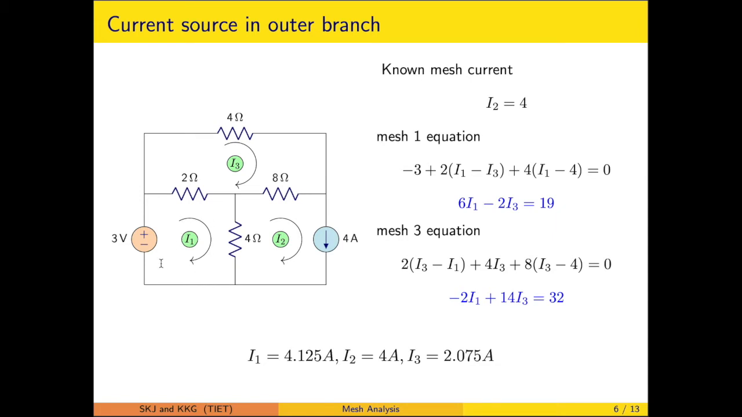So this is a voltage rise, minus 3 plus 2(I1 minus I3) plus 4(I1 minus I2). I2 is substituted as 4, so the resulting equation is this much. On a similar line, we will write the equation for mesh 3: 2(I3 minus I1) plus 4 I3 plus 8(I3 minus I2). I2 is substituted likewise. In this way we will be dealing with only two unknowns, I1 and I3, and the calculations can be simplified.